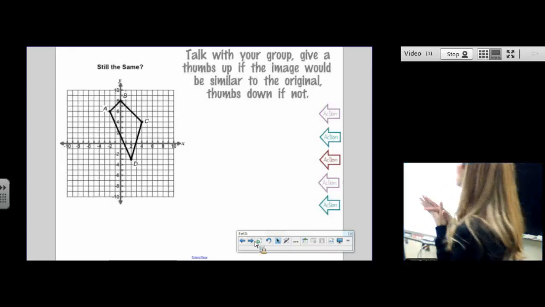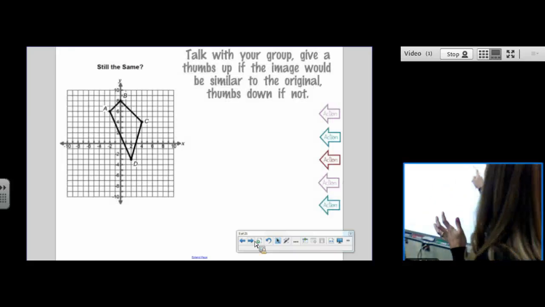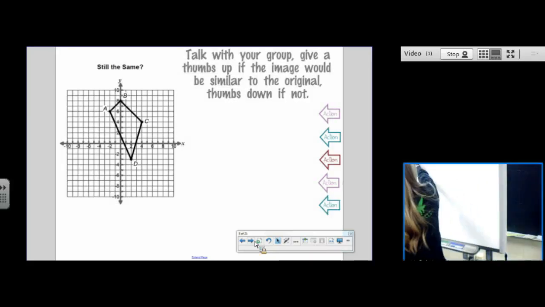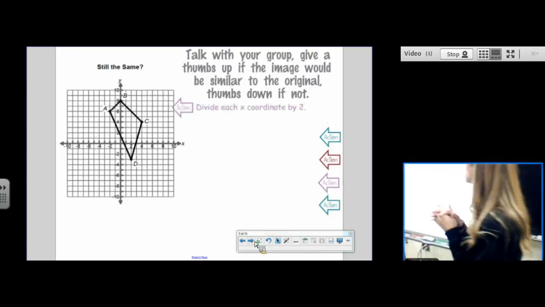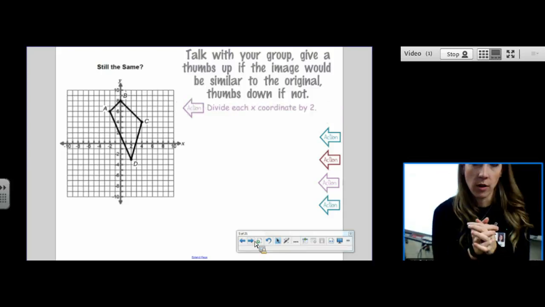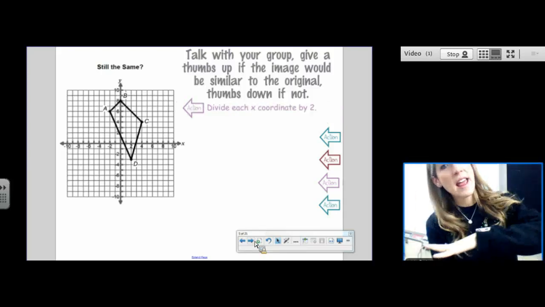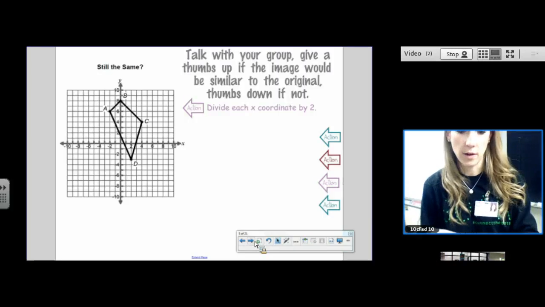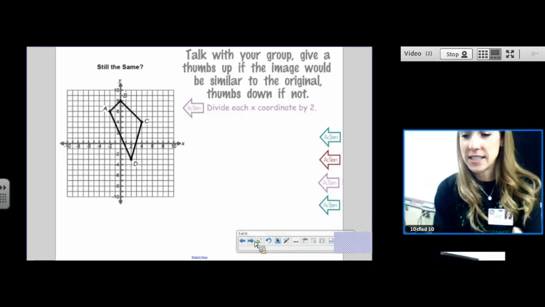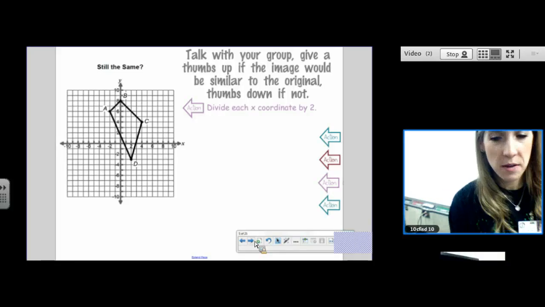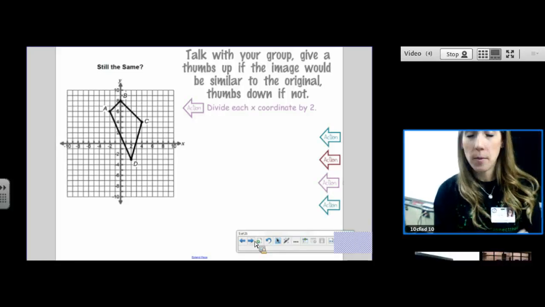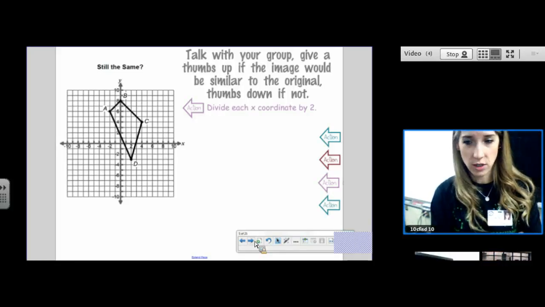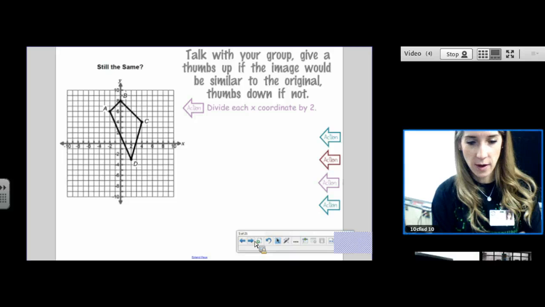All right. So we're going to take that quadrilateral ABCD, and we are going to divide each x coordinate by 2. So agree if what you come up with is similar, and disagree if you think it is not similar. Okay, I have lots of disagrees. Who would like to share with me why you disagree, why what we come up with is not similar to the original? Ganesh, go for it. Do you want to talk with your mic?